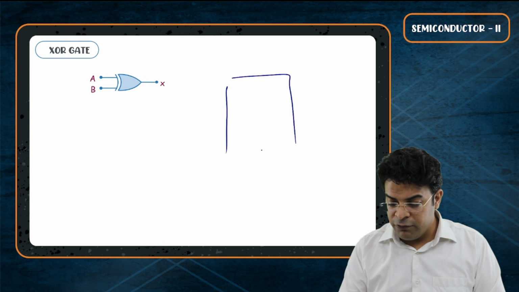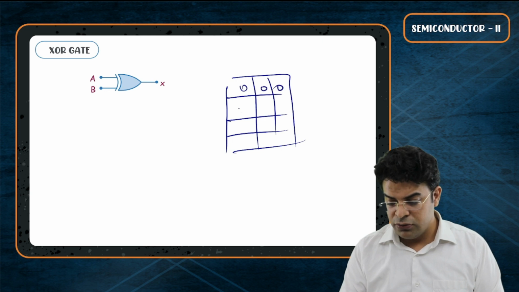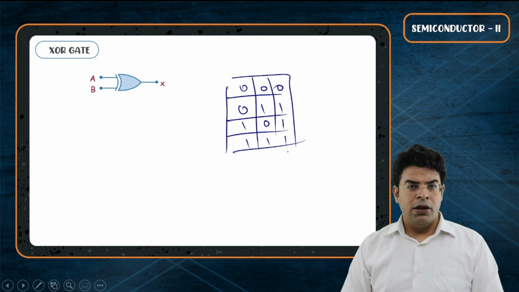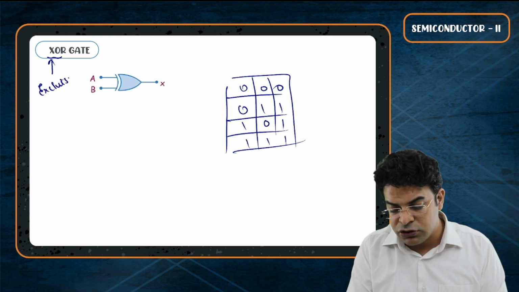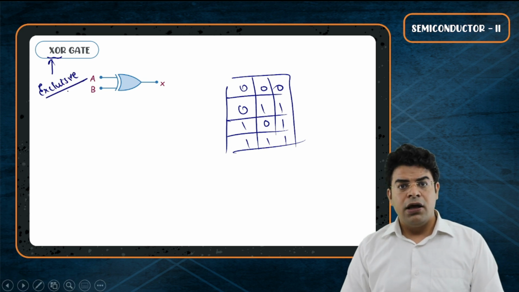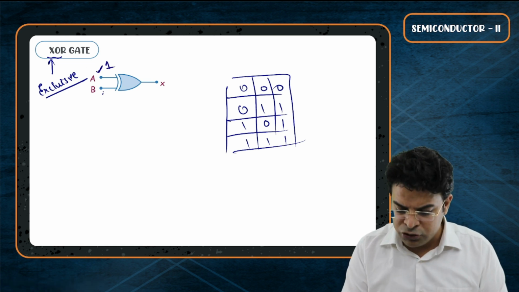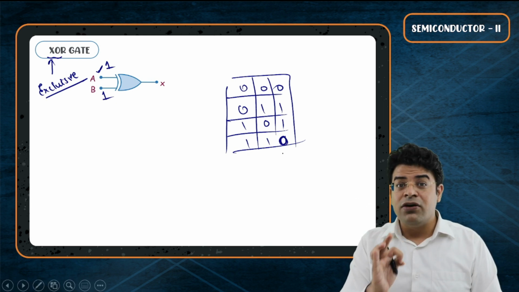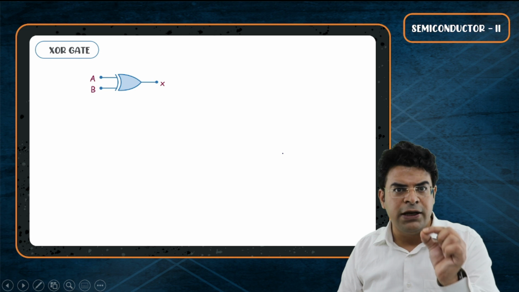Now for the OR gate we know that 0 0 gives you 0, 0 1 gives you 1, 1 0 gives you 1, 1 1 gives you 1. But when we are talking about XOR, meaning exclusive OR, it means that only the first input should be high or only the second input should be high. If both of them are high, then the output will be 0. That is the meaning of exclusive OR gate.